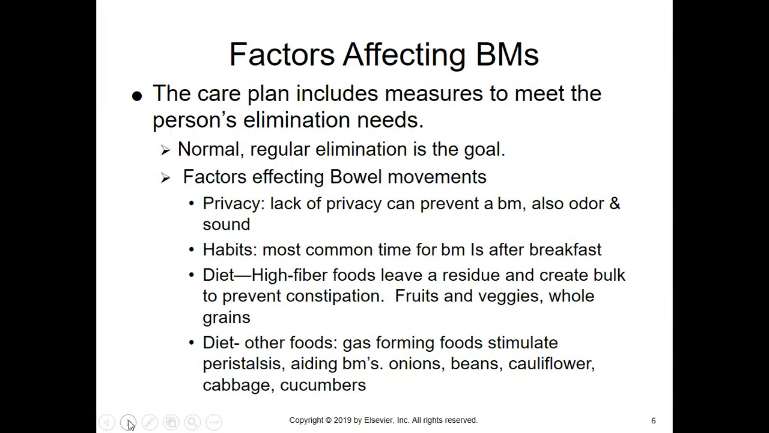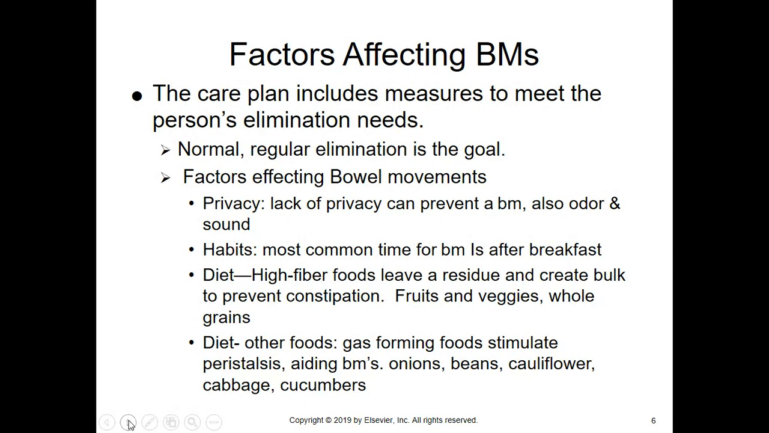Like my husband has a bowel movement every day when he comes home from work because he doesn't like to use the bathroom at work. So he's more comfortable and it's easy for him to pass his bowels at home. So he uses our bathroom at home. And a lot of people are like that. A lot of people don't like to use public restrooms to go and have a bowel movement.